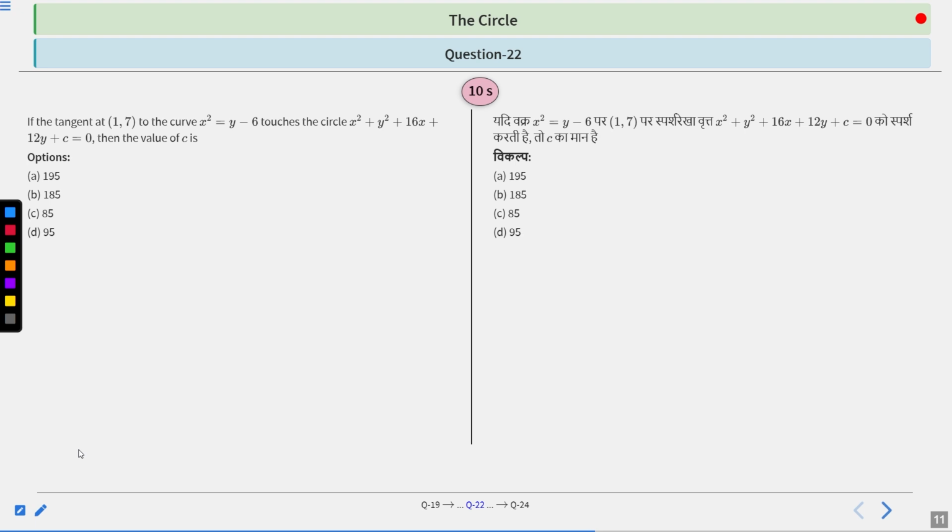Clear? So first you can try to draw the figure, and by using the information given in the question, we can easily find the value of c, right? So in this way, you have 10 seconds to solve this question or think about this question. After 10 seconds, we will discuss the solution part, right?